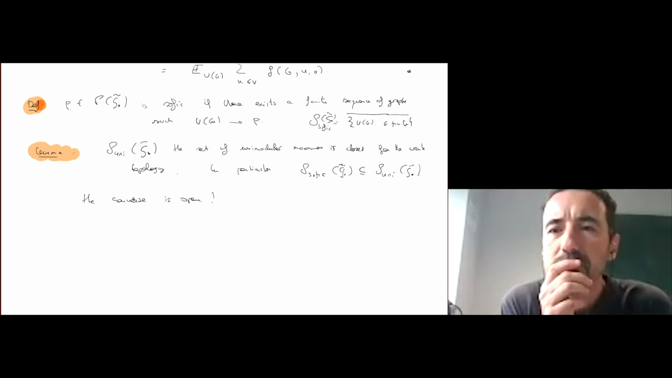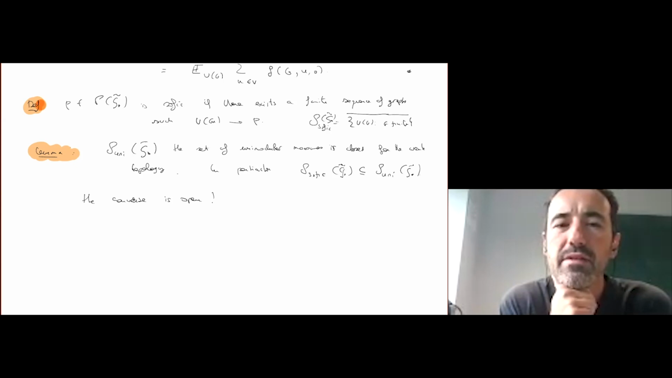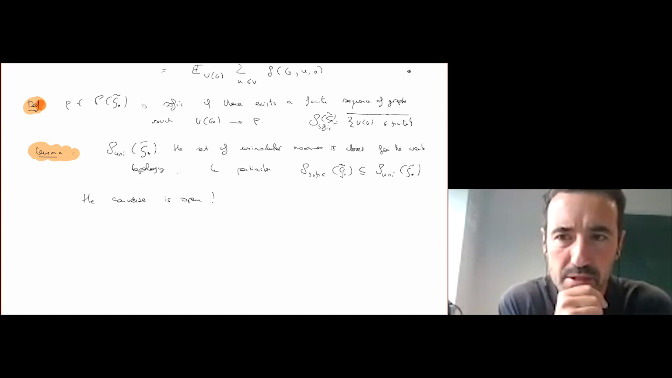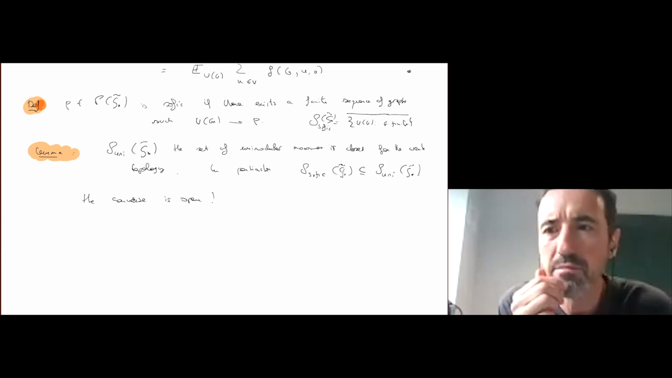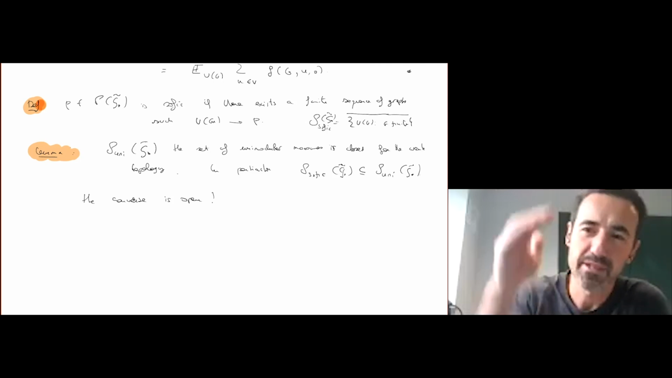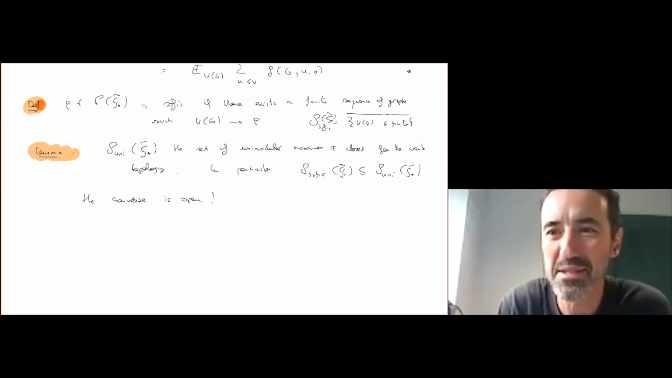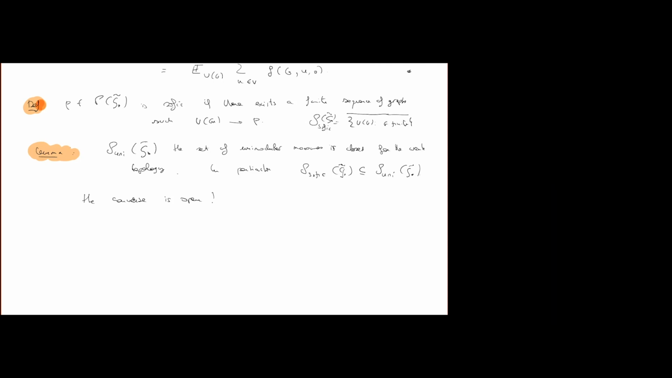Any questions? Yeah, I think this question of sofic measures, whether all unimodular measures are sofic, is equivalent to the Connes embedding problem. So it's really a kind of top open problem in the math community.